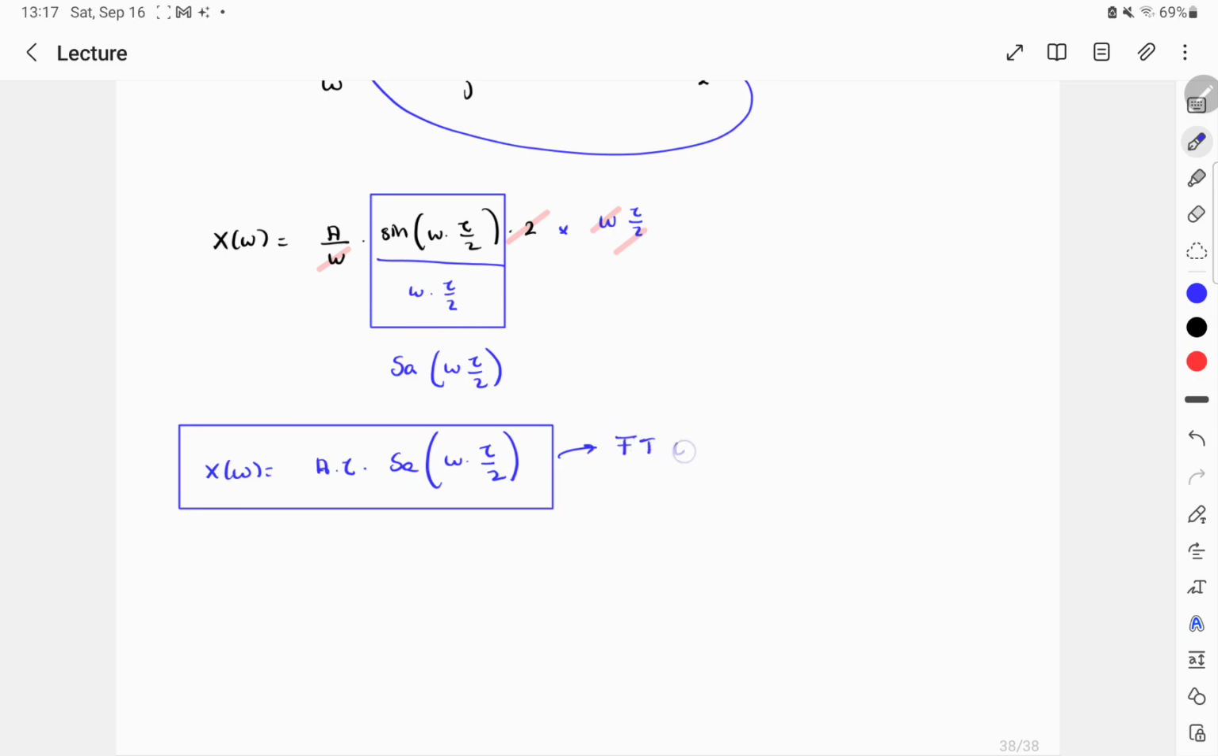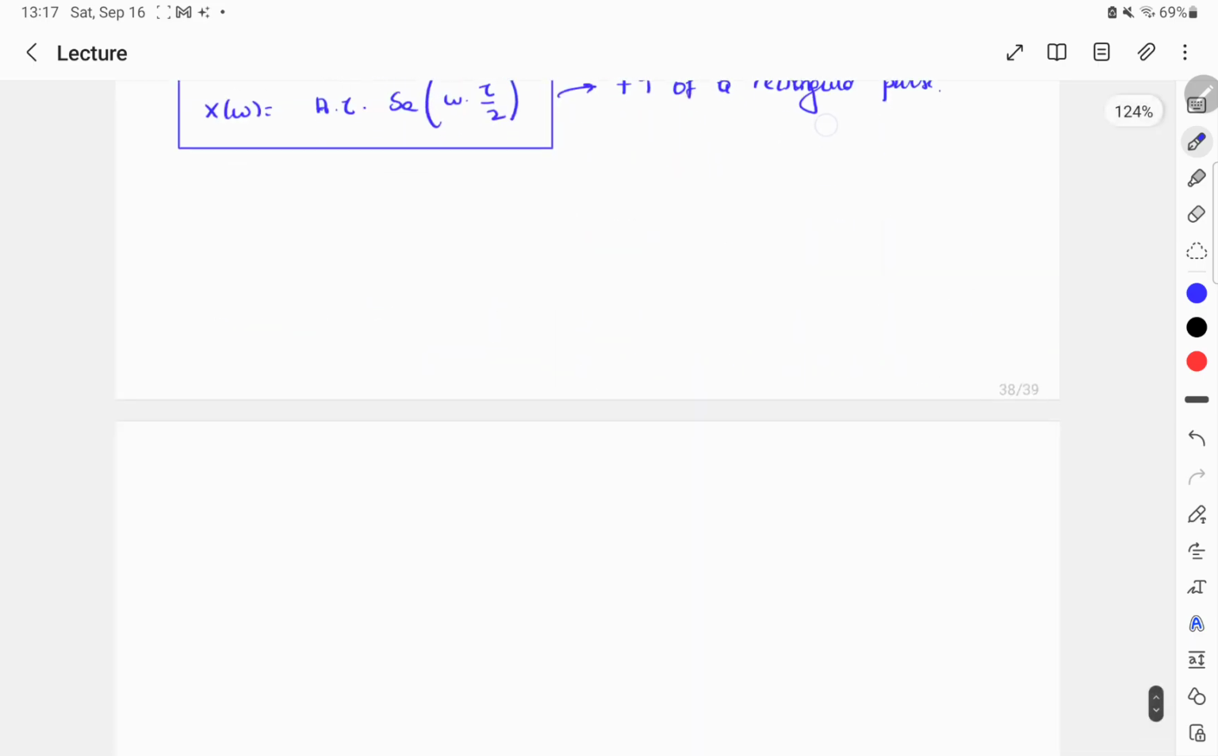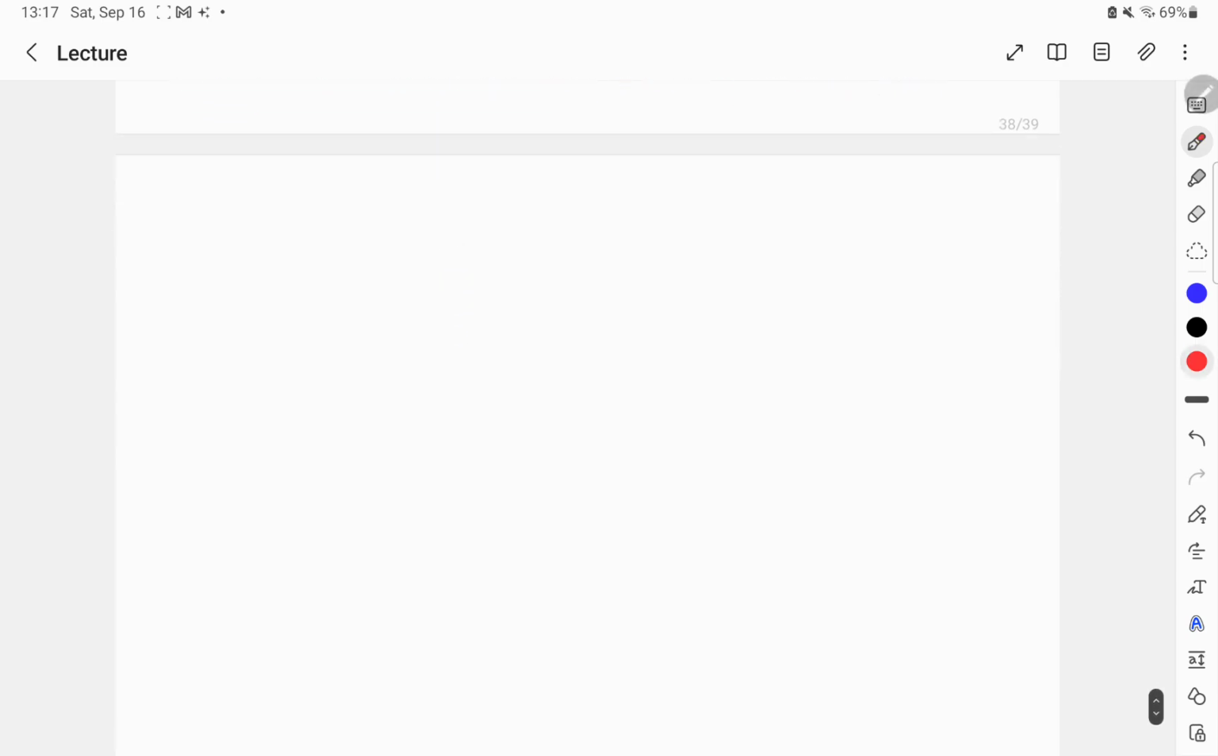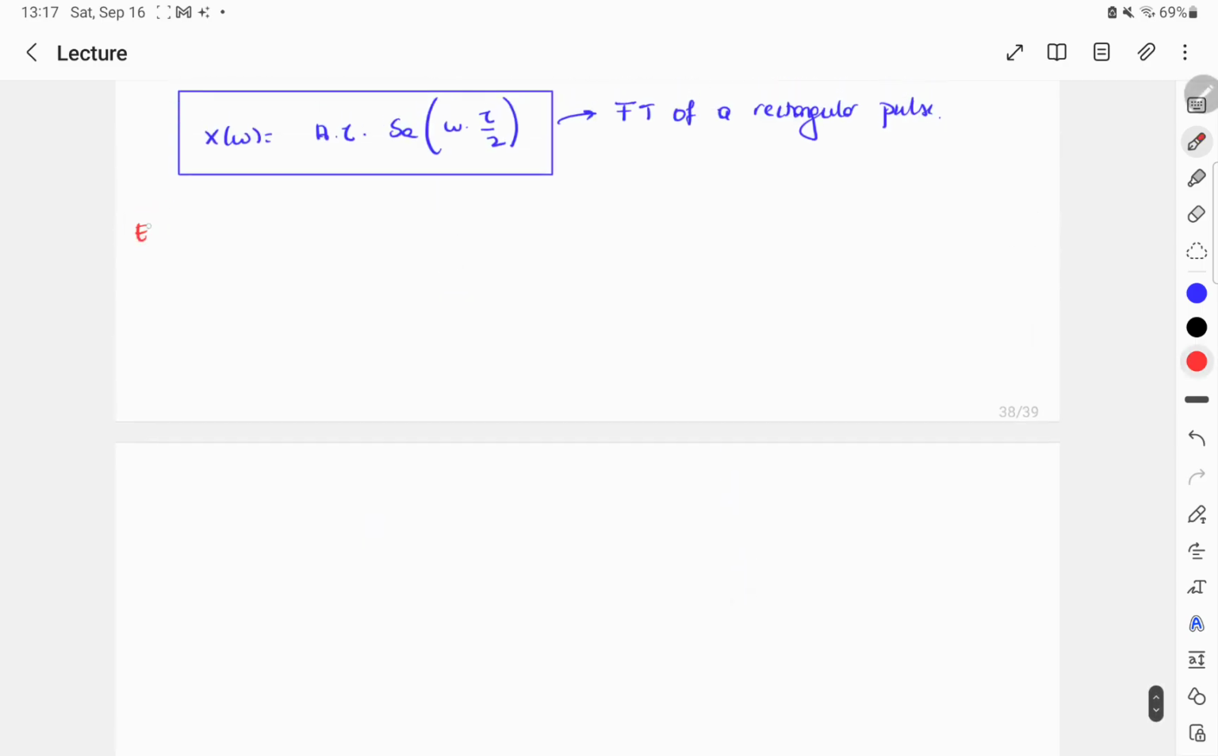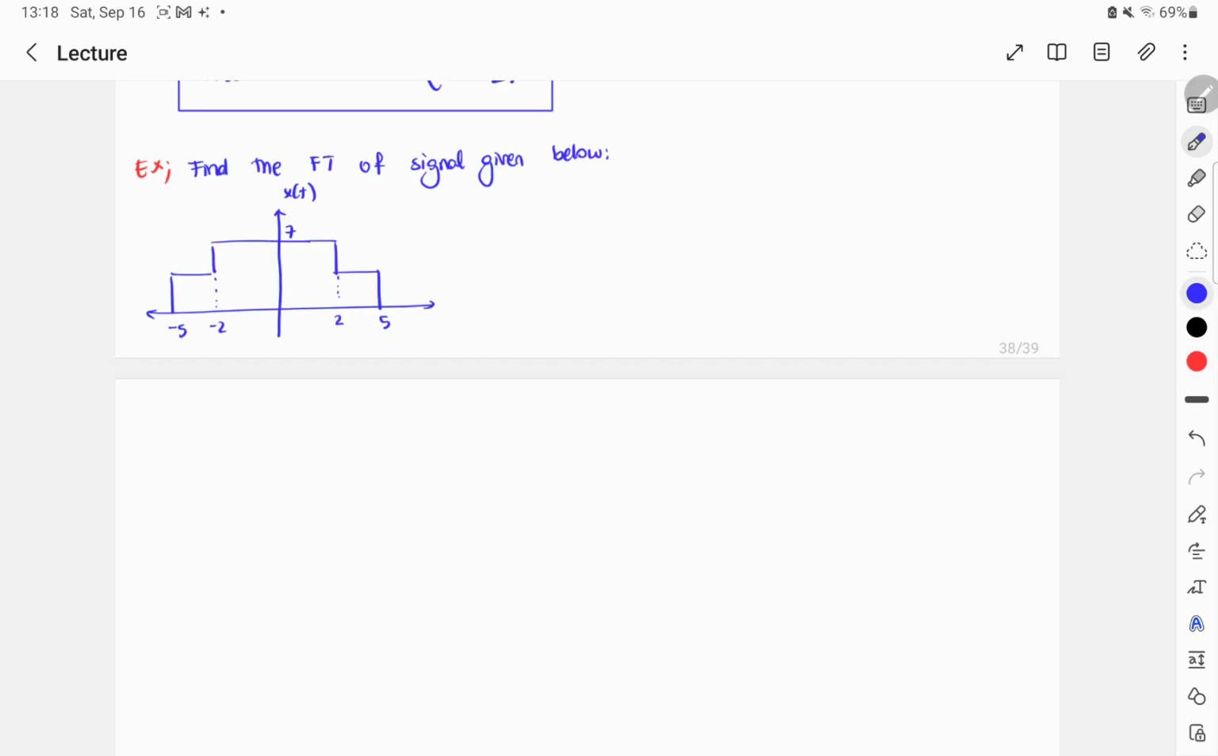Okay, and that's it. Here is our result. Now let's move on to another question. Let me write here example, and it has given us another graph, and it wants the Fourier transform of that graph. So this is the graph that we are asked the Fourier transform of.